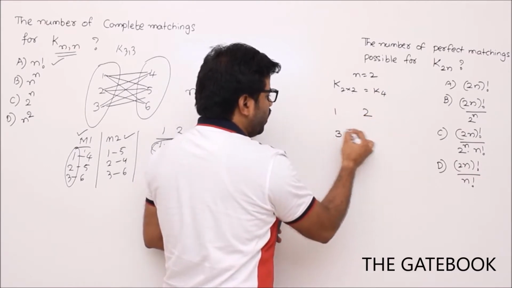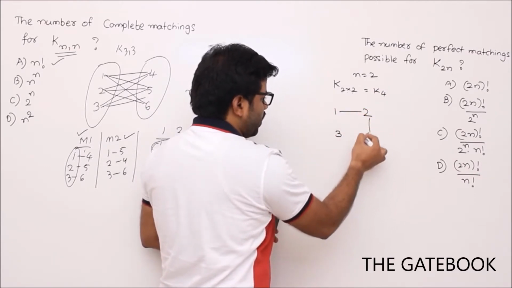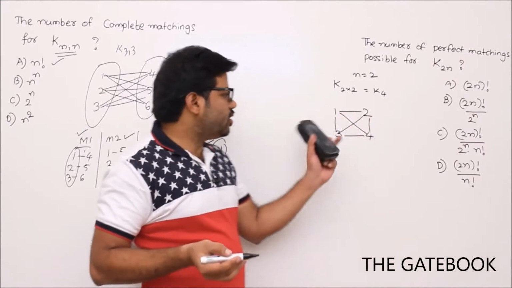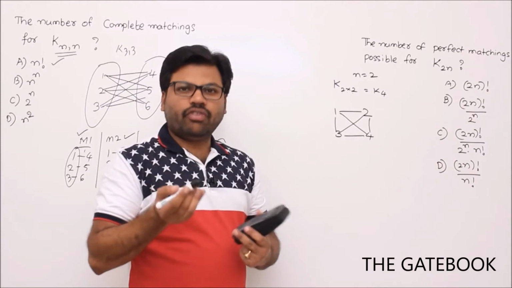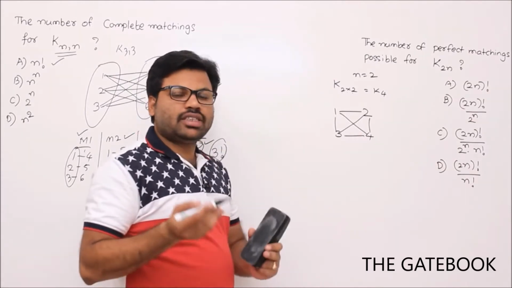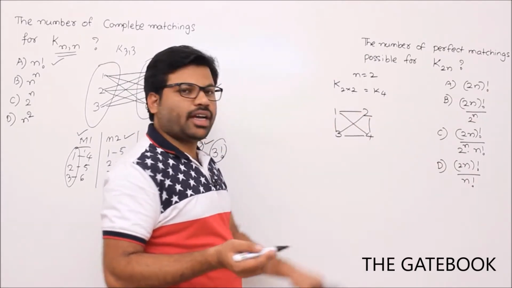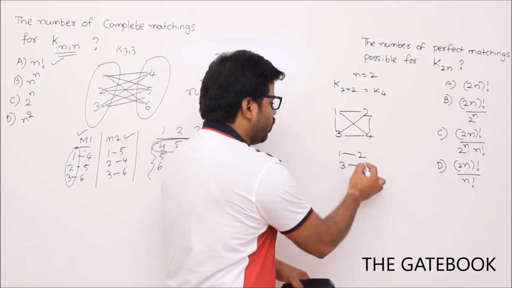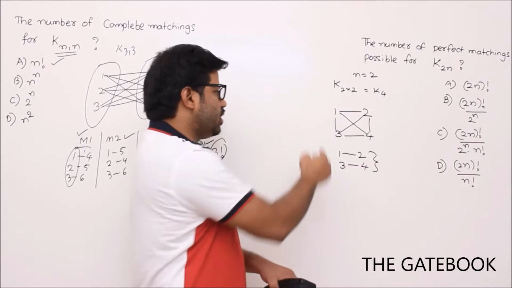1, 2, 3, 4. It's a complete graph. Then you will have edges like this: 1-2, 2-3, 1-4, everything, right? So in this graph, how many perfect matchings are possible? A perfect matching is a matching where every vertex should be matched. Then you match 1 and 2 like this, then match 3 and 4 like this. This is one perfect matching for this graph.